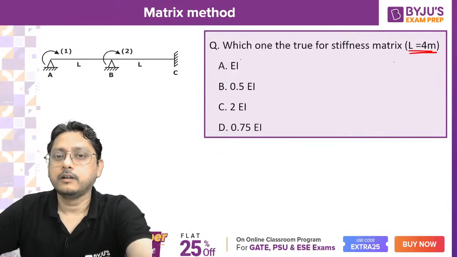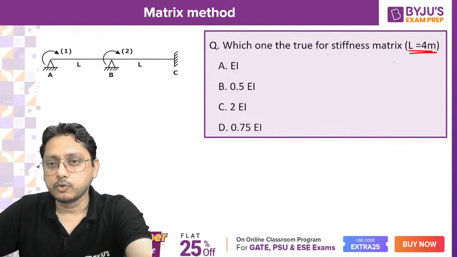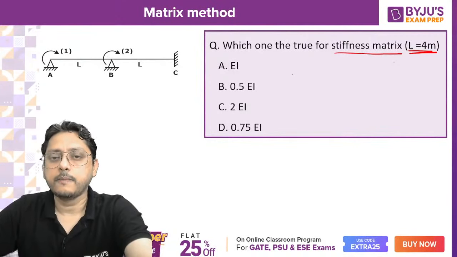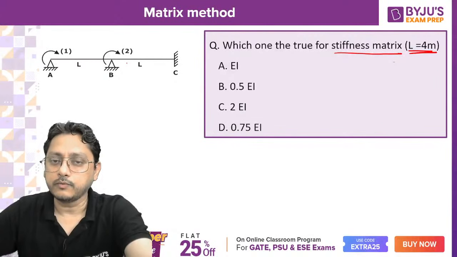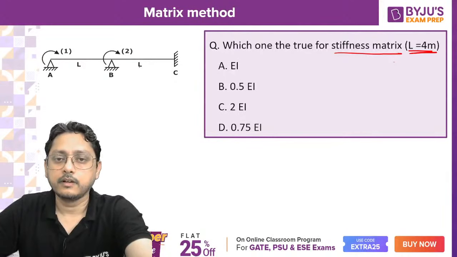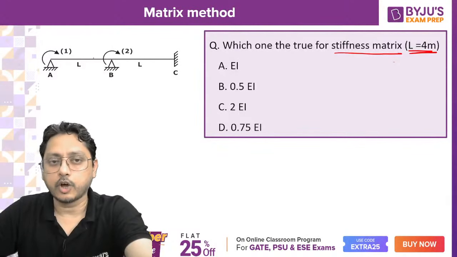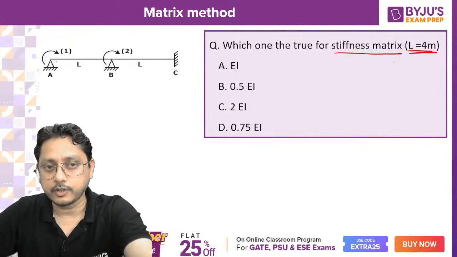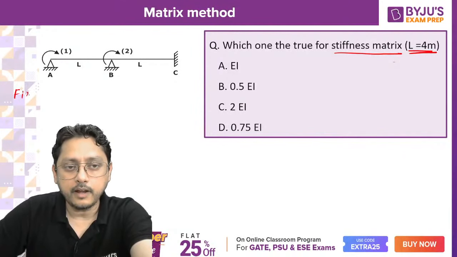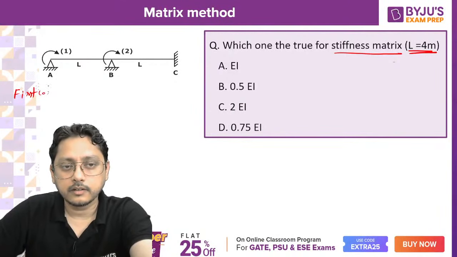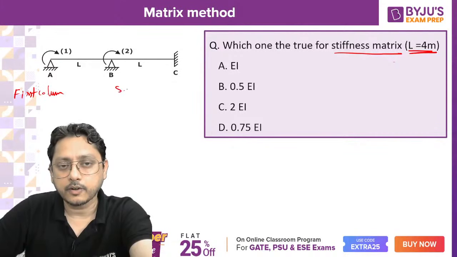Now, to generate the stiffness matrix for the given coordinates 1 and 2, if you want to generate the first column and second column, because you will only get a 2 by 2 matrix for the 2 coordinate system, just generate it for the first column and the second column, right?